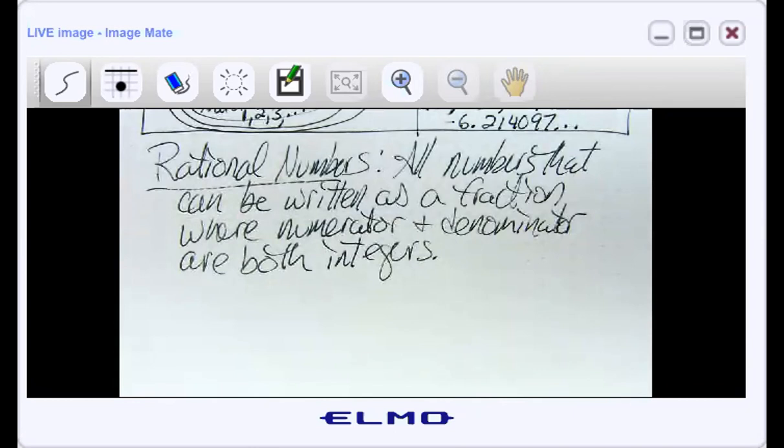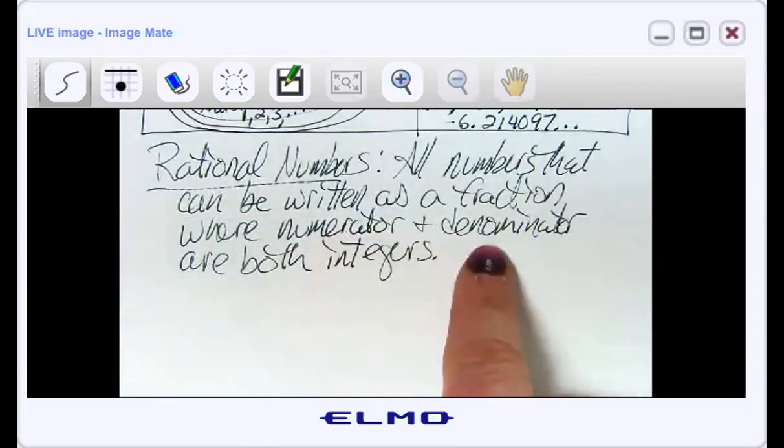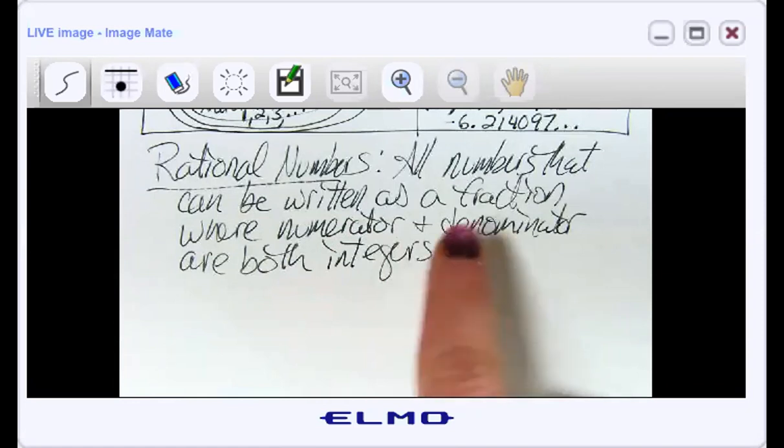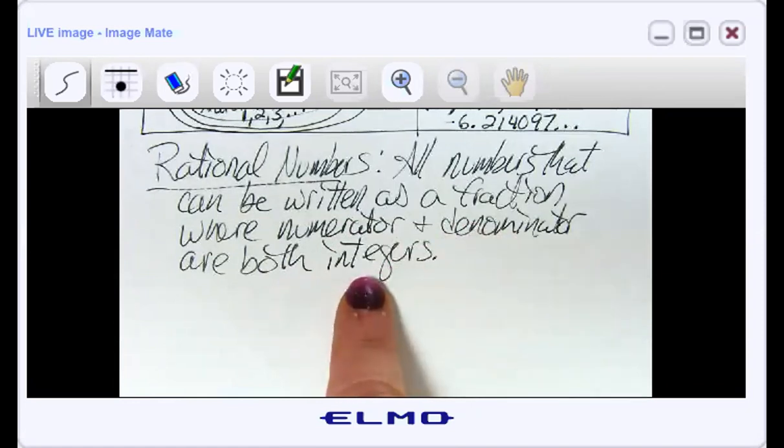This is what makes what I was thinking not work. You can't just write pi over 1. Why? Because you need numerator and denominator. So top and bottom of your fraction have to be integers. And remember what an integer is. It's just a positive or negative whole number. So pi doesn't fit into that. So you can't just do pi over 1. That would not count as a rational number, okay? So I need top and bottom to be whole numbers or negative whole numbers, and that's what makes up the integers.